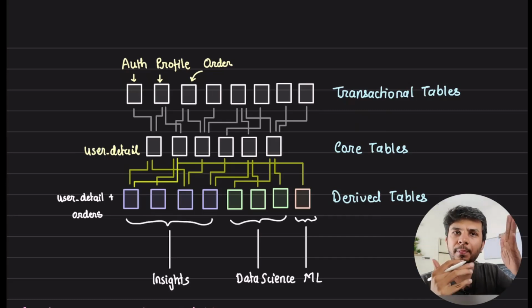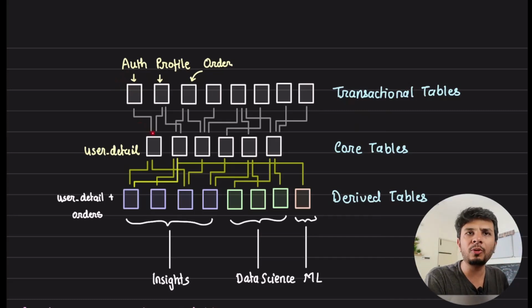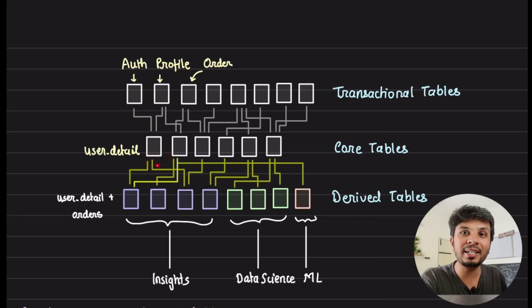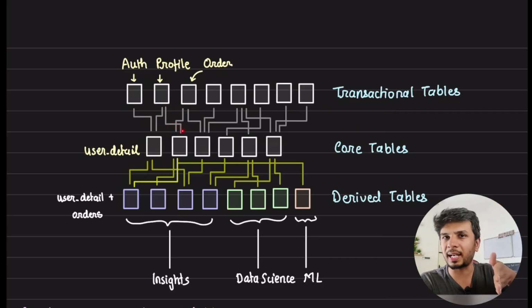For example, it makes sense that you keep auth and profile together, joined, because it's a one-to-one mapping. You typically would want all the information together for almost all of your use cases. So you typically join them and create a new view called user detail. That's a new table, it's replicated. So your data is entirely merged, joined, and replicated into the user detail core table. So first you have transactional tables, then you create a bunch of core tables.